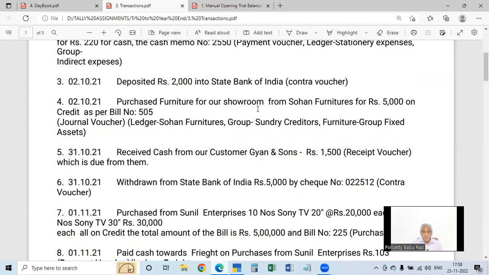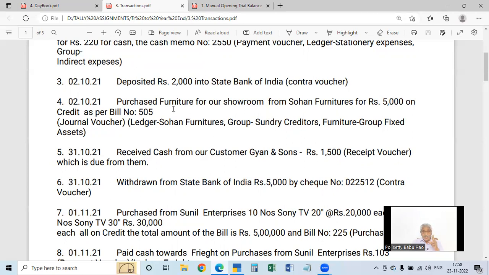So here, purchase of furniture. In the journal voucher you have to enter it. Here it is on credit, that is why we are purchasing furniture. So furniture account debit, and Sohan Furniture account credit 5,000 rupees. The invoice number is 505. So it is to be entered in the journal voucher.